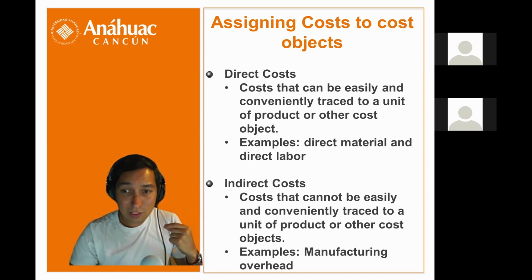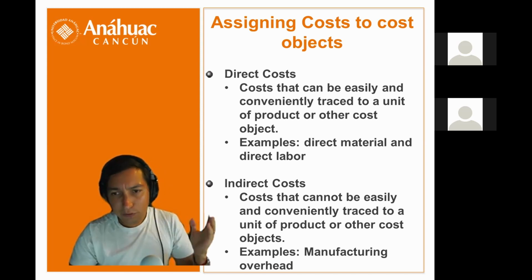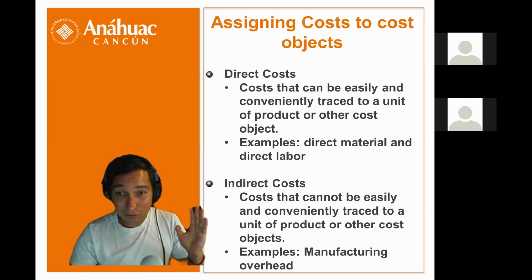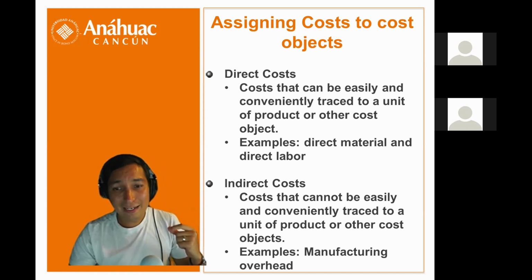When it comes to indirect costs, those are costs that cannot be easily and conveniently traced to a unit of product or other cost object. So examples of that would be manufacturing overhead. That's probably a new term for you. When we talk about a manufacturing company, manufacturing overhead is all of the costs that go into the manufacturing process, but aren't really direct to each unit of product. So it's the overhead for running that manufacturing facility.